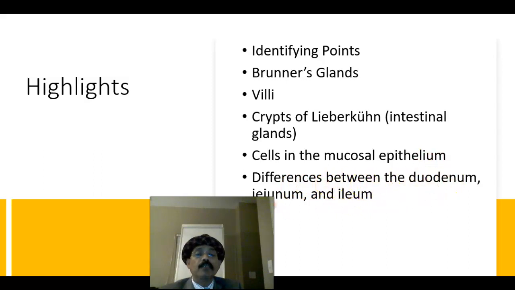Differences between duodenum, jejunum, and ileum. Duodenum has very tall, numerous, large villi. It has the Brunner's gland. Jejunum has not. Jejunum has no Brunner's gland, and the villi is smaller and has more goblet cell. Here, the least goblet cell. Jejunum has more goblet cell. Ileum has maximum goblet cell. A lot of Peyer's patches there, and the villi size is smaller.